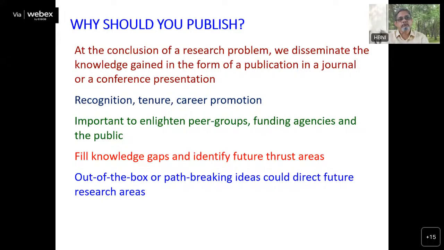You also publish your research work to fill knowledge gaps, that is, those areas of research which are not clear or not known. By doing this, you can also identify some future frontier research areas. Then you may also have out-of-the-box or path-breaking ideas which you would like to communicate and make people know about. And these ideas can again direct future research areas.